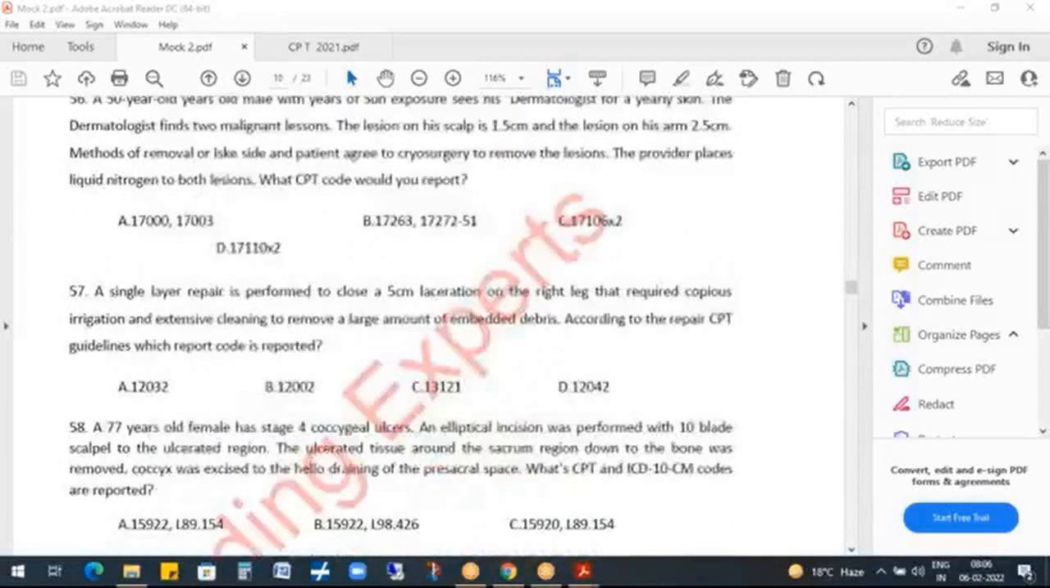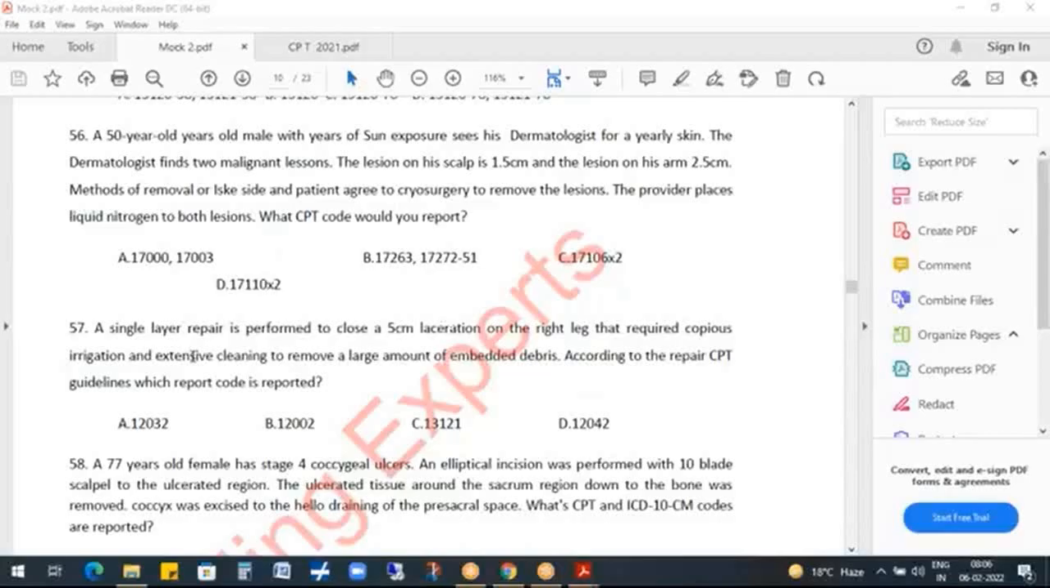A few people have asked me about 57. A single layer repair is performed to close a 5 centimeter laceration on the right leg that requires copious irrigation and extensive cleaning. A layer with extensive cleaning or debridement comes under intermediate repair. Intermediate repair, either A or D is the answer.